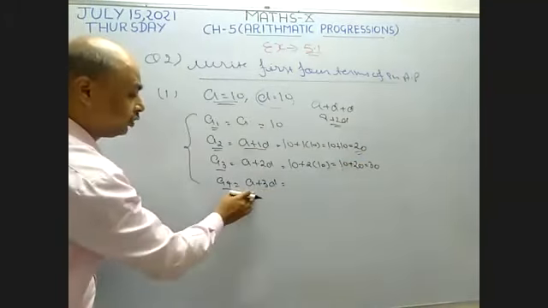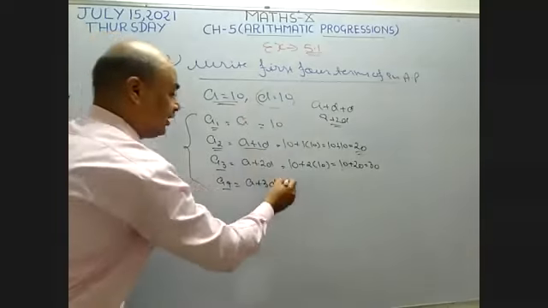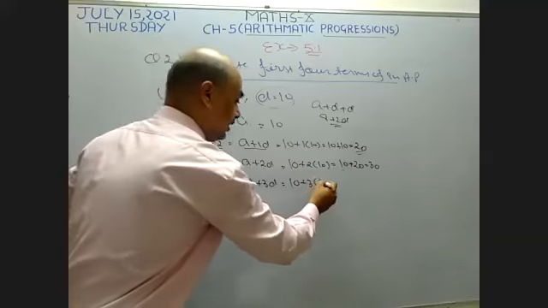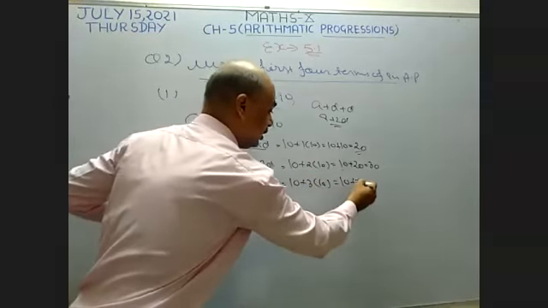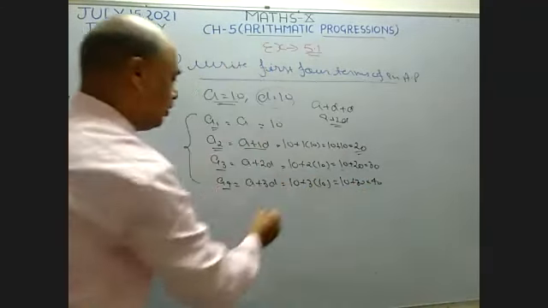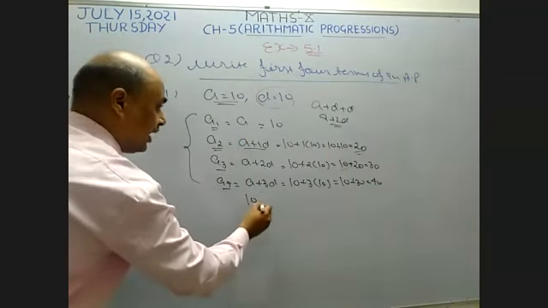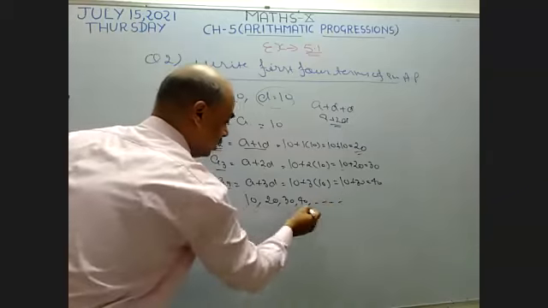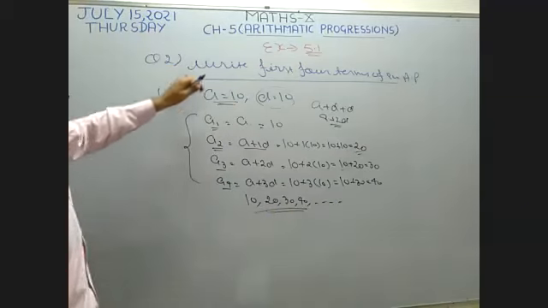I want to find its fourth term. What is A? A is given as 10. What is D? D is given as 10. So 10 plus 30 is equal to 40. So the first four terms of the AP are 10, 20, 30, 40 and so on. This is the answer of the first part of the second question.